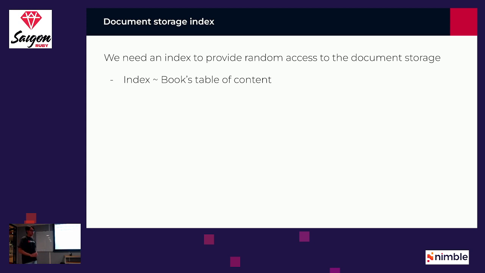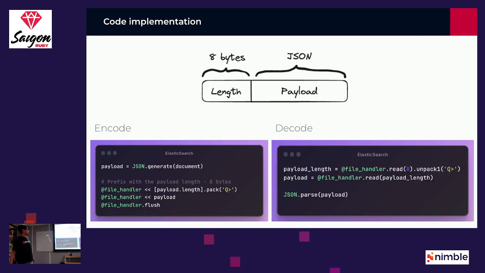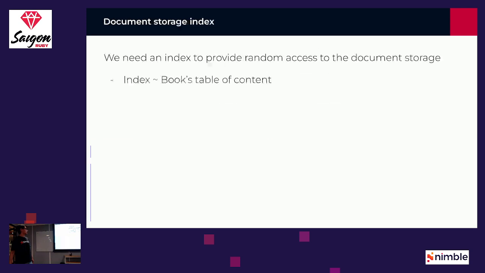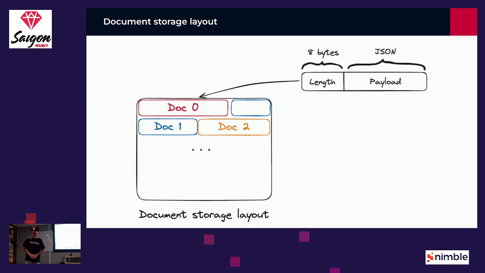Okay. But the problem with this scheme is there's no random access. If I ask you, give me document 2, there's no way you can quickly retrieve it. The only way you can do it is you walk the whole file and then you count until you reach the document that you want. So we call this sequential access.